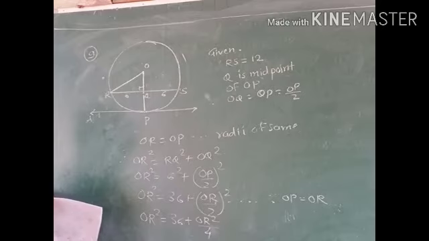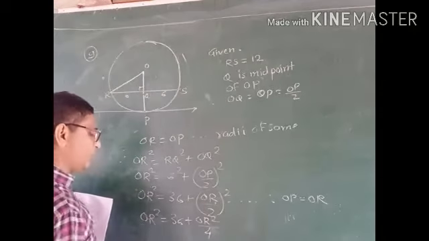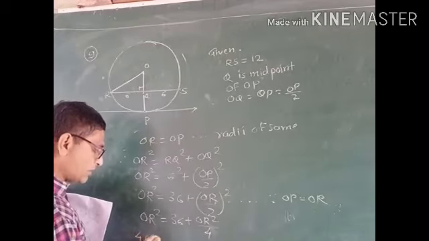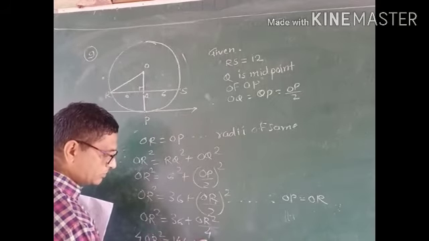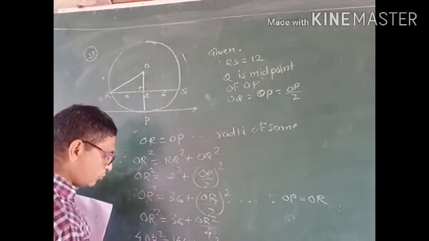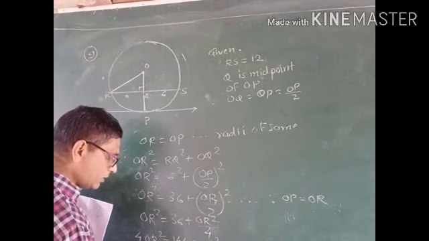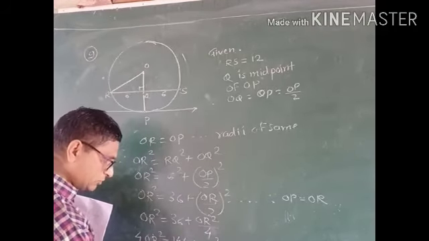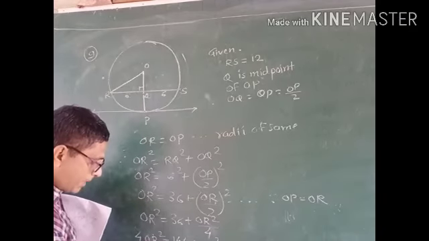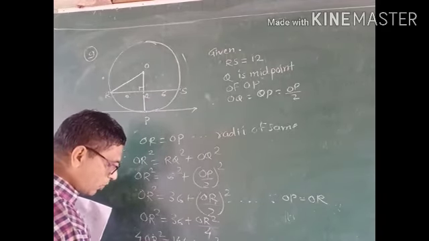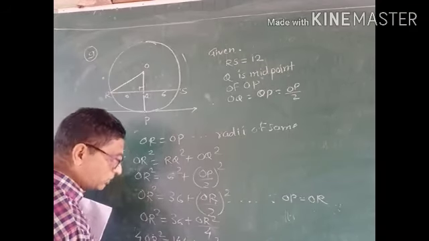Now multiply by 4 to each term of the equation. 4 OR square is equal to 144 plus OR square. Now 3 OR square is equal to 144. This OR square gets subtracted from the left side. Now OR square is equal to 144 upon 3.